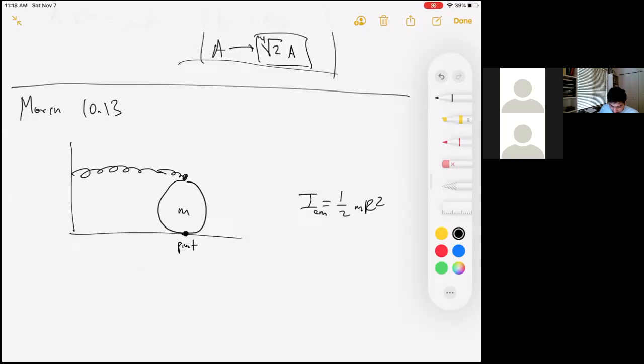So the moment of inertia about the pivot is something we need to find first. By the parallel axis theorem, it's 1/2 mr squared plus mr squared, which is 3/2 mr squared. This is the relevant moment of inertia.